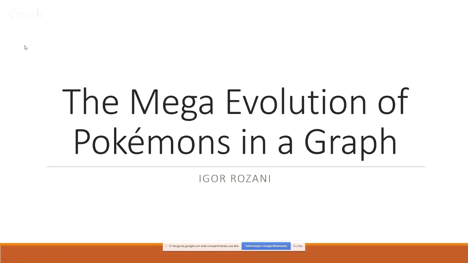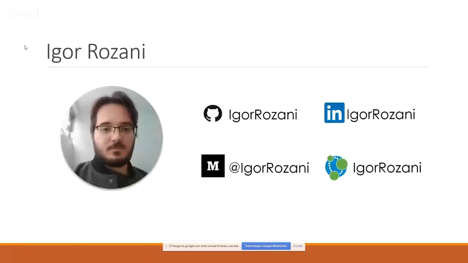So I'm going to present to you guys the Mega Evolution of Pokémons in a graph. Before starting, my name is Igor Rozani. I'm from Brazil, and I have been working with software development since 2010, mostly with .NET applications. I got into Neo4j recently, and I started doing a few databases just to know it a little better. If you want to contact me, it's basically Igor Rozani everywhere: GitHub, LinkedIn, Medium, or the Neo4j community forum.